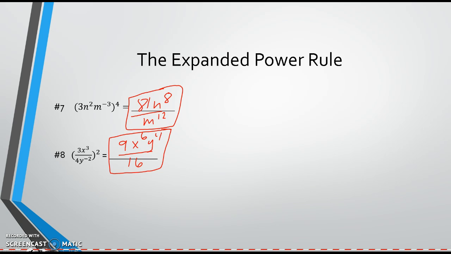We're going to have to take this 4 here and distribute it to all of the factors inside the parentheses. So 3 to the 4th, that's 3 times 3 times 3 times 3, that's the 81. n squared to the 4th, if I use the power rule there, that's n to the 8th. And then m to the negative 3rd to the 4th, that's m to the negative 12th. But I have a negative exponent, so if I use the negative exponent rule, this is going to have to be moved to the bottom. And I would end up with 81 n to the 8th over m to the positive 12th, which is what I have here.